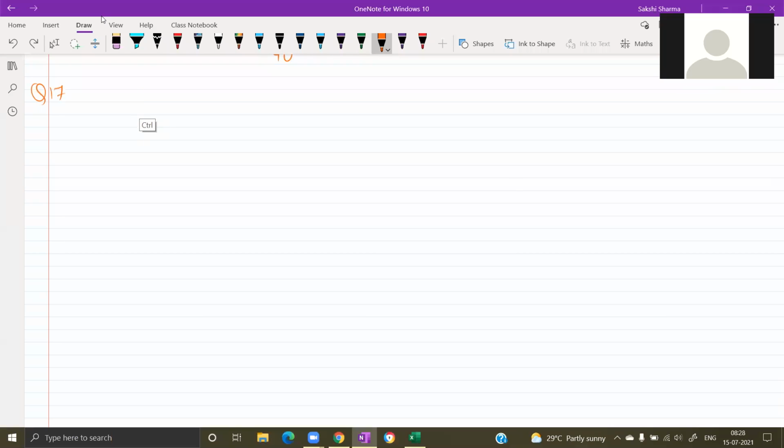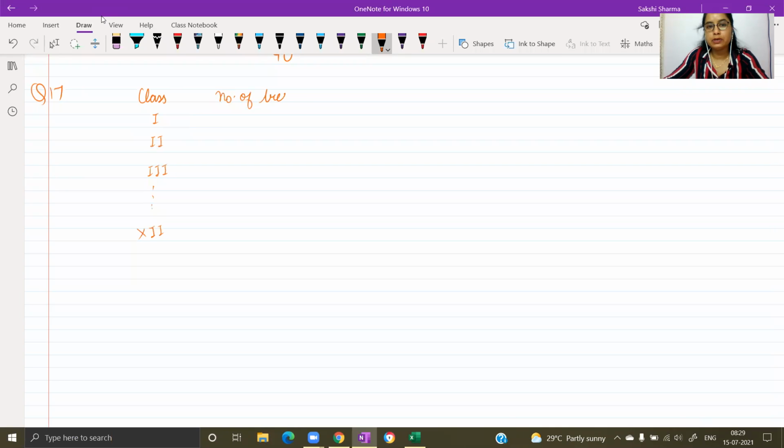Class first will plant 3 plants, class 2 will plant 6, and class third 9 plants. Right. Let us just put it roughly in the form of a table. If we list down the classes, then we have the number of trees planted by each section. It is the same as the class itself.